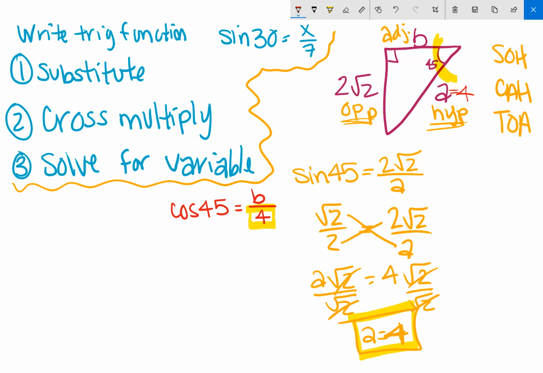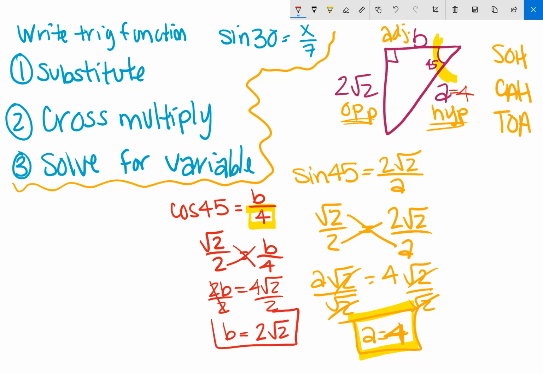So then we're substituting in cosine of 45 is square root 2 over 2. And that equals B over 4. When we cross multiply, we get 2B equals 4 square root of 2. And then we divide by 2. And 4 divided by 2 is 2. So we have 2 square root of 2.